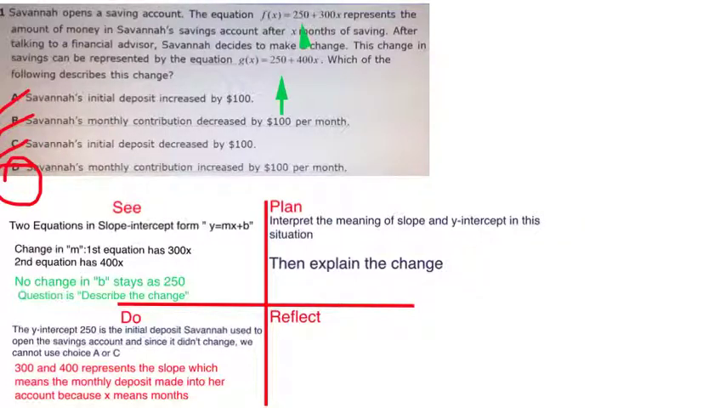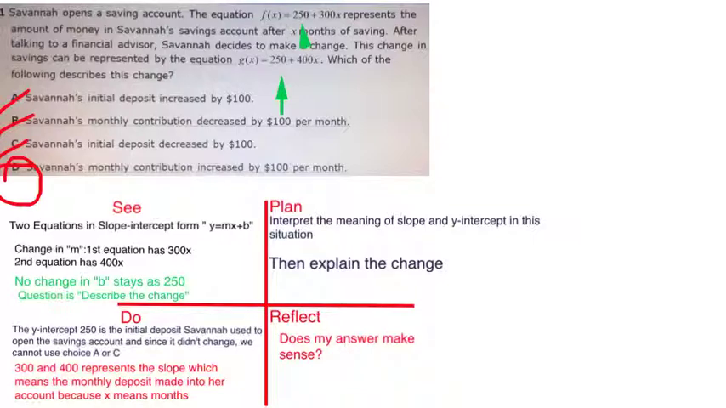So now we're going to reflect. For reflection, the question we ask is, does my answer make sense? And we're simply finding ways to test what we've said. Since we've said that D is the correct answer, that the monthly contribution increased by 100, there are many ways we can reflect. That includes checking the equation, checking the table, and using the calculator to verify that this is actually what we said is happening.